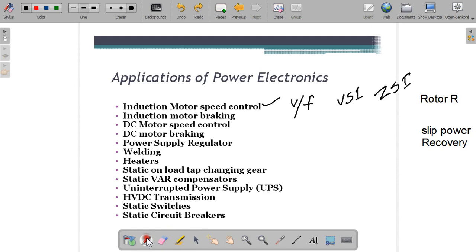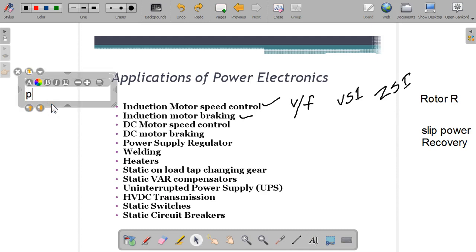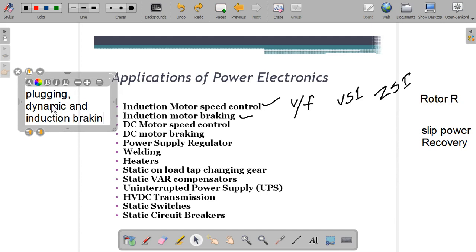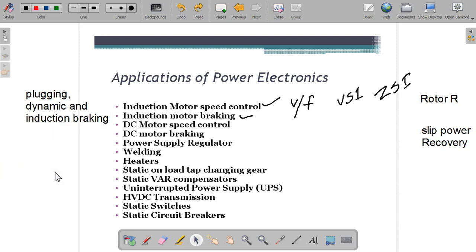Now let's talk about the second application, which is induction motor braking. There are three types of braking employing power electronic circuitry to stop the running induction motor. They are plugging, dynamic and regenerative braking. Besides this, phase sequence can also be reversed with the help of semiconductor devices.